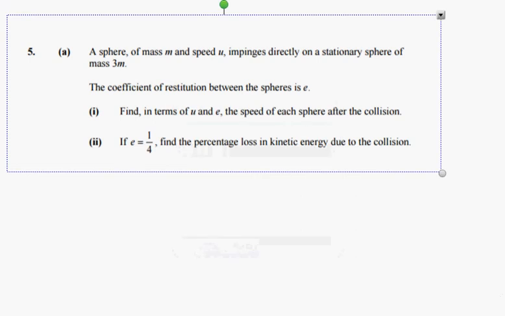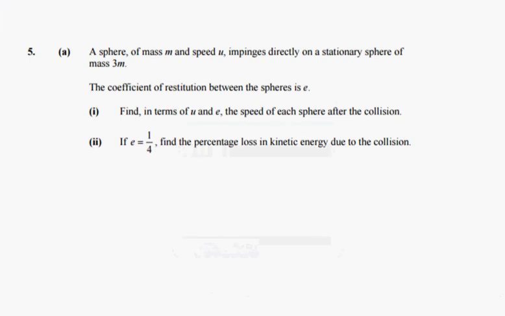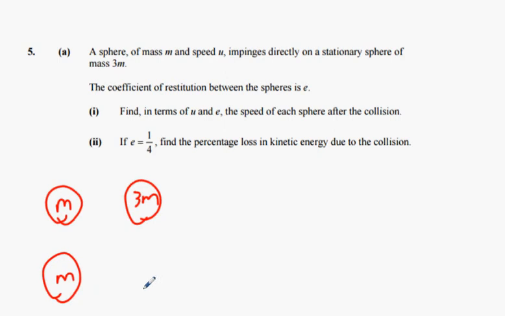Okay, so particle A hits particle B, with masses M and 3M. Draw the before and after picture. This one's going in with speed U. This one has no speed whatsoever.